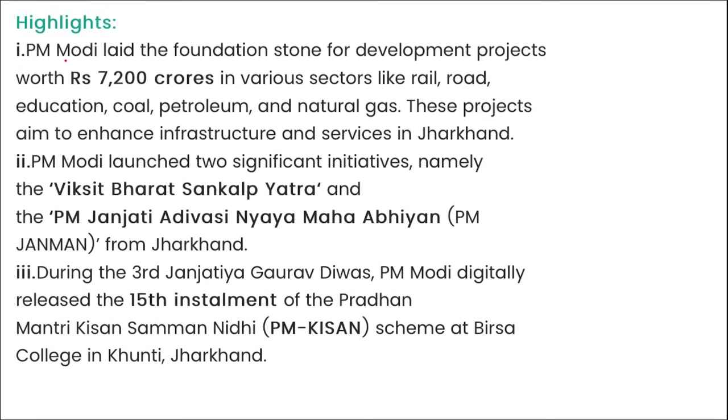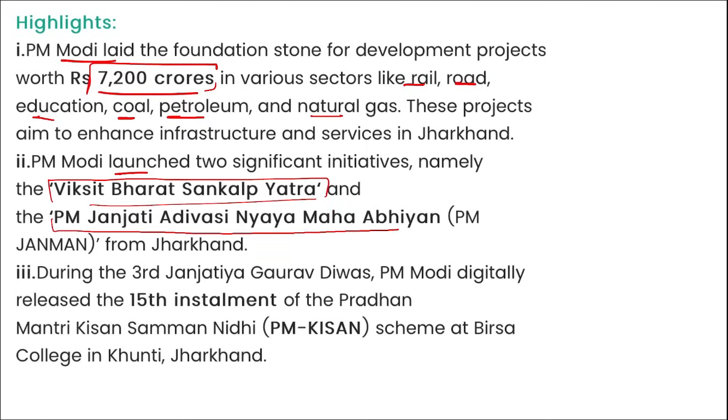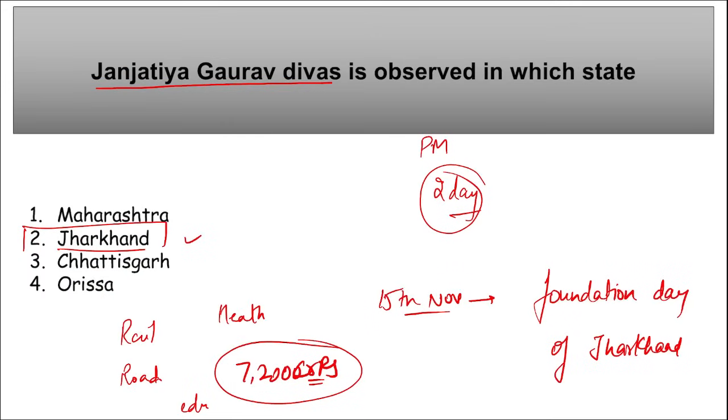The next thing, remember, he laid the foundation stone for projects worth 7,200 crore rupees, in education, coal, petroleum, natural gas, rail sector, road sector, etc. Then he also launched two significant initiatives named Viksit Bharat Sankalp Yatra and PM Janjati Adivasi Nyay Maha Abhiyan, right? Both were launched from Jharkhand. Then third thing, remember, during the third Janjatiya Gaurav Divas, PM Modi digitally released the 15th installment of the Pradhan Mantri Kisan Samman Nidhi scheme at Birsa College in Khunti, Jharkhand, right? So these are three to four things you need to remember from this news that are beneficial for your preparation.